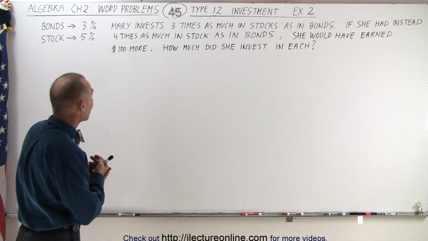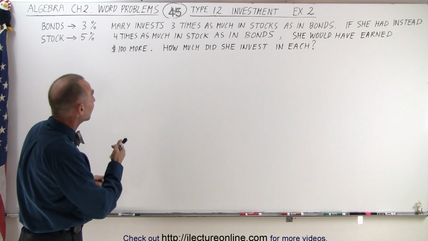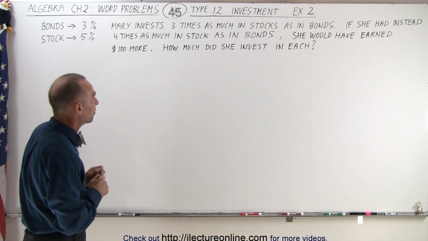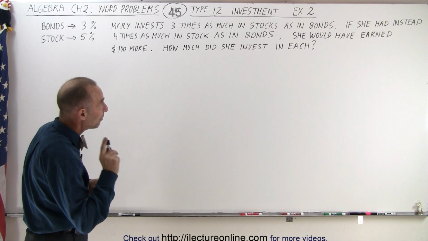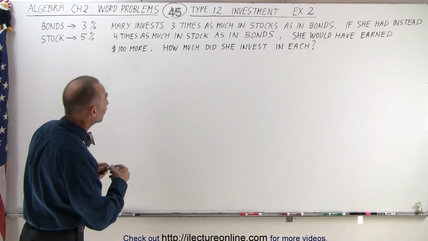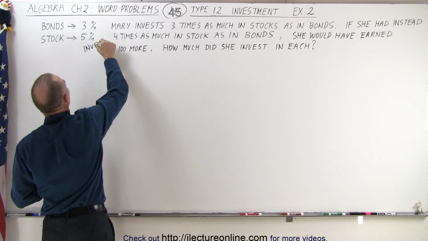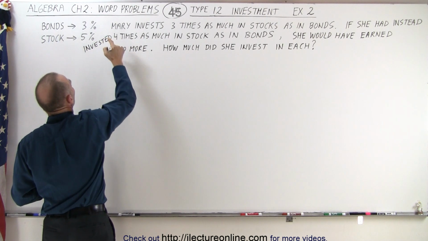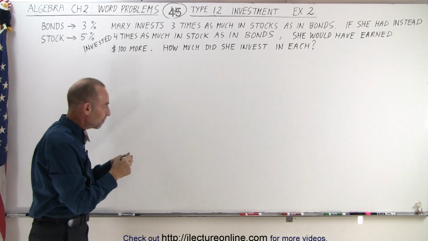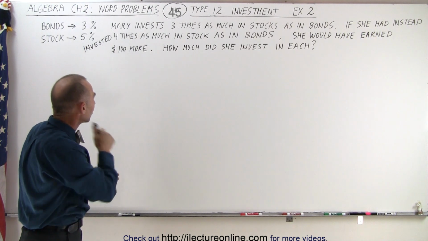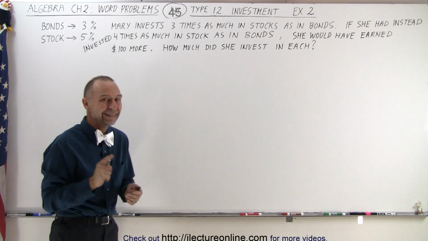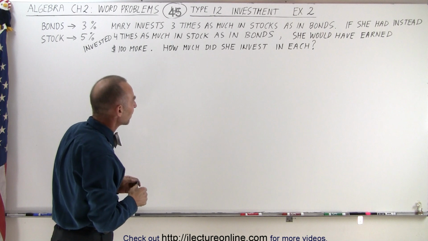The problem states as follows: Mary invests 3 times as much in stocks as in bonds. But if she had instead invested 4 times as much in stock as in bonds, she would have earned $100 more. How much did she invest in each type?